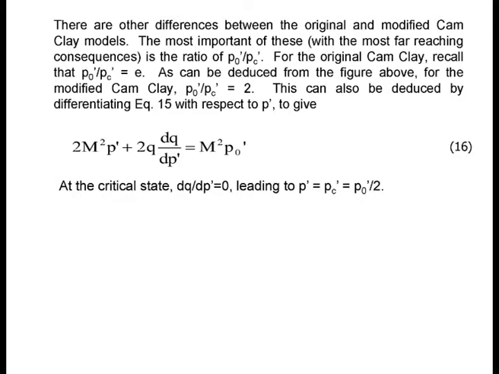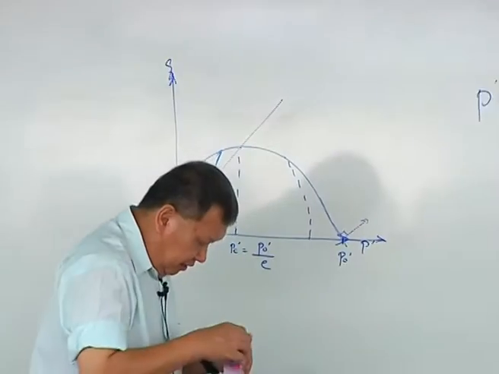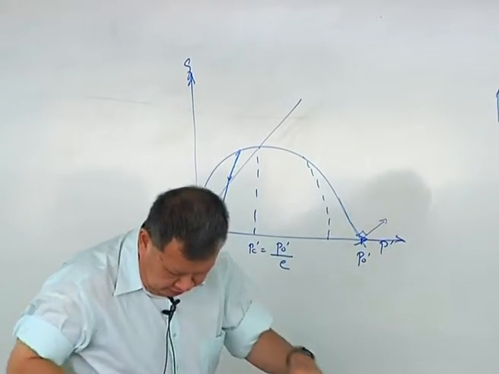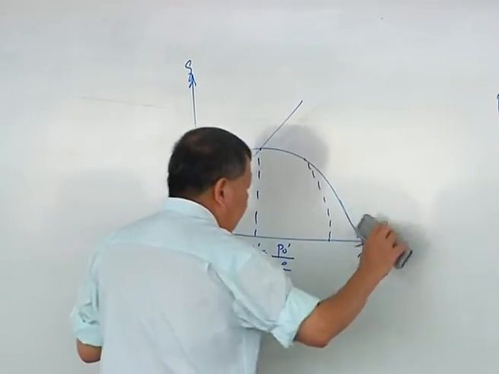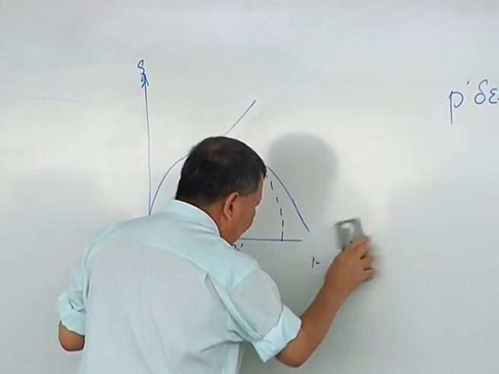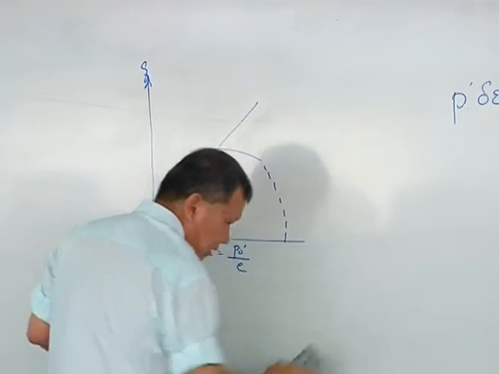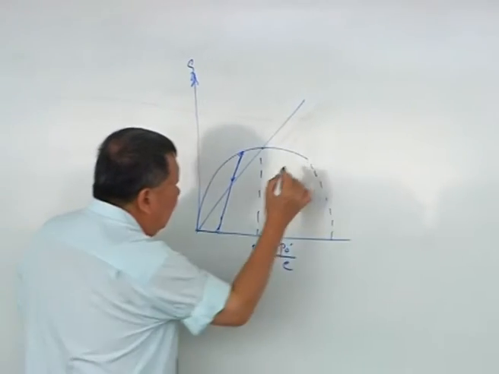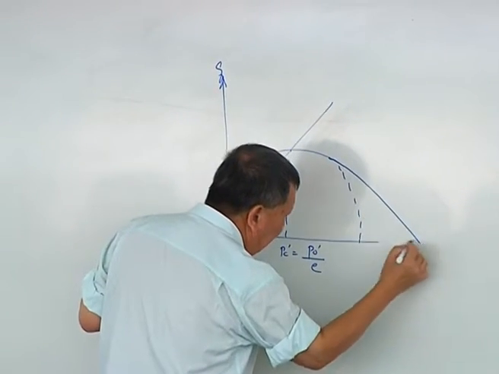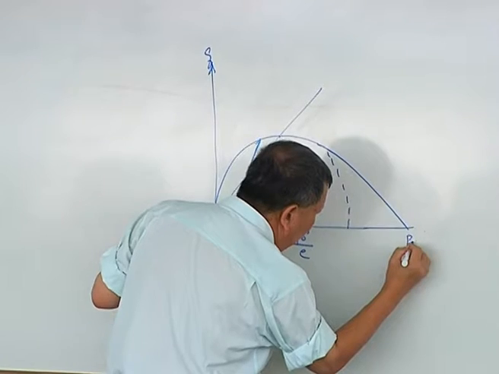Now, what does that mean? That means that, supposing now, I have a certain soil for which I know what is P naught prime. Then the original, let me exaggerate it a little bit. This is important for your modeling. P naught prime is over here.